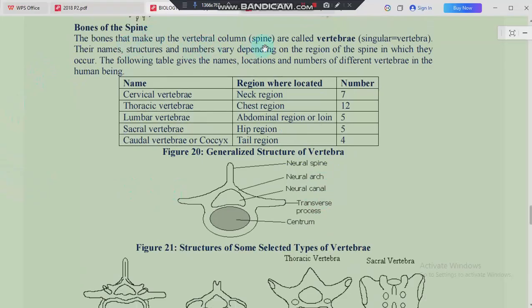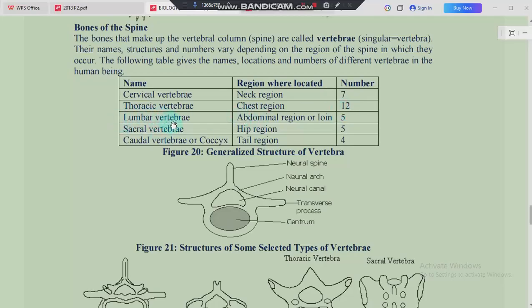All right, so this vertebral column, remember, has 33 bones. We have 7 in the cervical region, which is the neck region. So these 7 make up the cervical vertebrae. And then in the chest region, we have the thoracic vertebrae, which is made up of 12 bones.